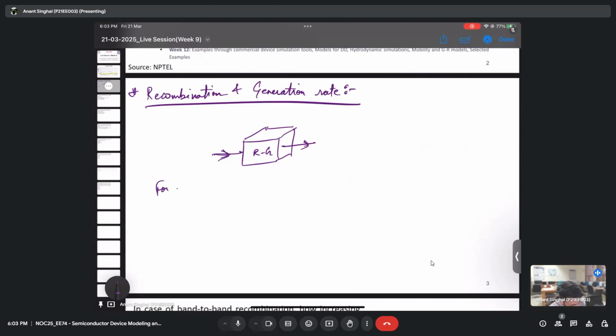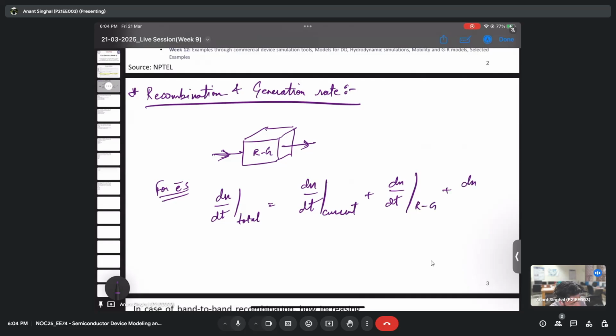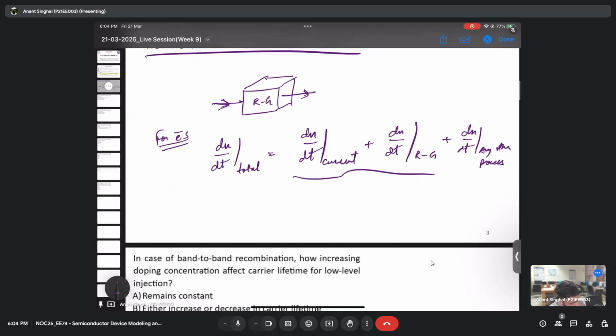For electrons, we established that the change with respect to time in total can be due to the current through it, or due to the recombination generation that is happening, or due to any other process that we are not bothered about. This is not the majority part; the main part is these two only. Similarly for holes we can write the same equation, just with n replaced by p. The change in the rate of holes with respect to time can be due to the current, the recombination generation, or any other process.